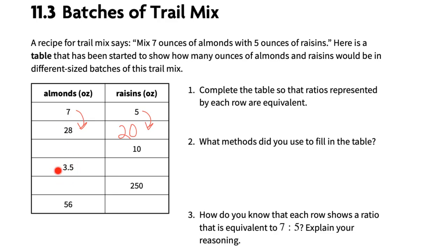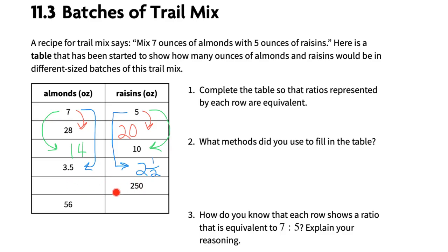And then what are we going to do to get this 3.5? Well, over here we have a missing number. How do we go from the 5 to the 10? Well, we doubled it, didn't we? So we can do the same thing here: we're going to double it, and that gives us 14. And then, how do we get 3.5? Well, that's half of 7. So 7 times a half gives us 3.5. So we're going to take that 5 times a half, and that's going to give us 2.5.